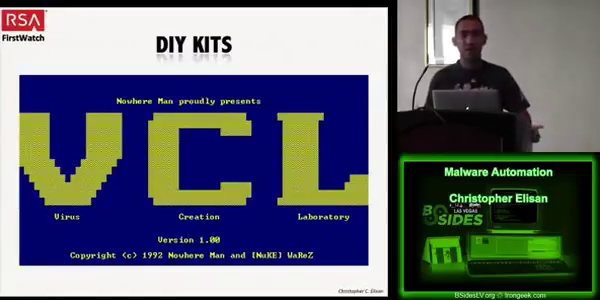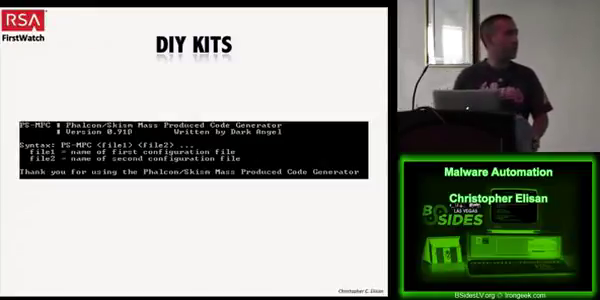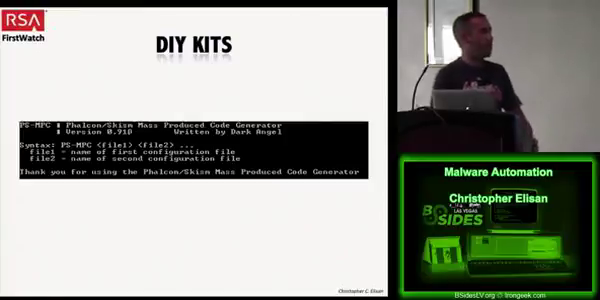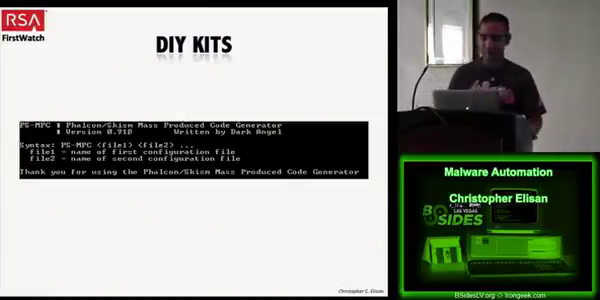So not to be outdone, another hacker group, or I would say malware writing group, the PSMPC group, the Falcon Schism, also created their own kit. They call it a mass-produced code generator. It's the same concept as a VCL. You could create malware samples using just command lines. You don't need to have assembly language skills.